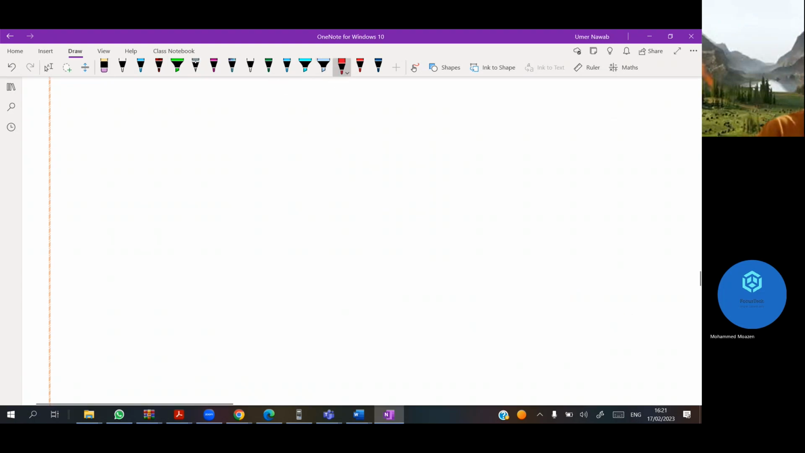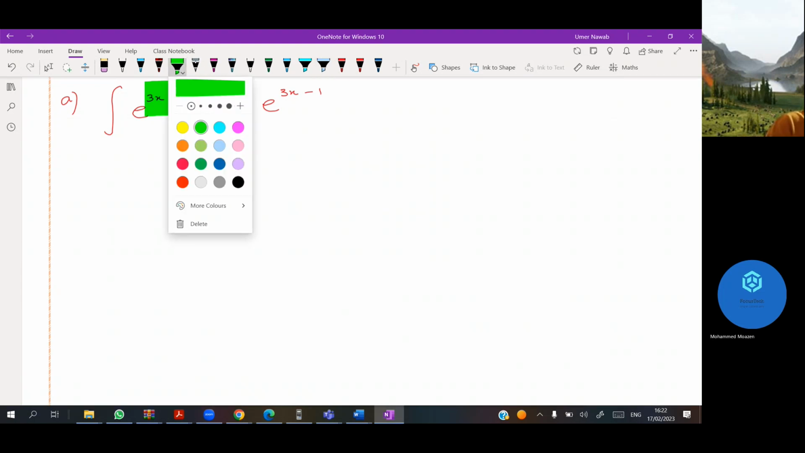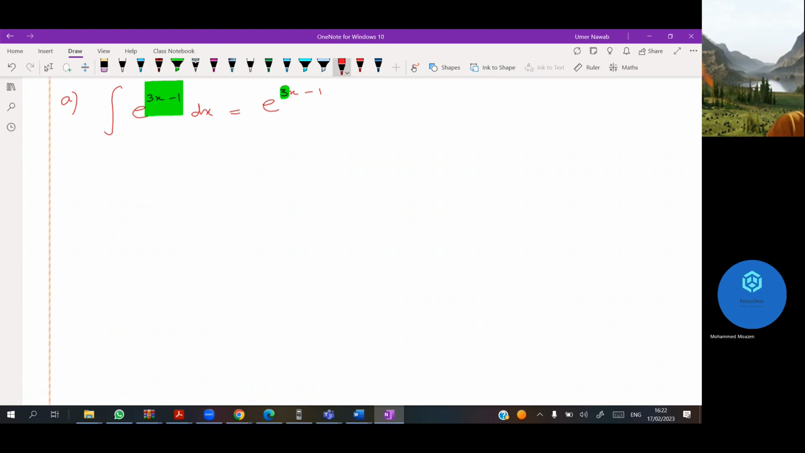We will solve all the questions together. Question number 1: I will try to solve them neatly, and you can also start working. The integral of e raised to power 3x minus 1 dx. You can see we have a linear power. When I do the integration, I write e raised to power 3x minus 1, but the coefficient of x, which is 3, I have to divide the whole expression by 3, plus c.